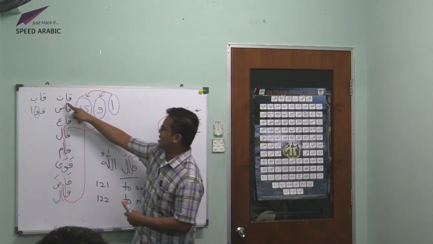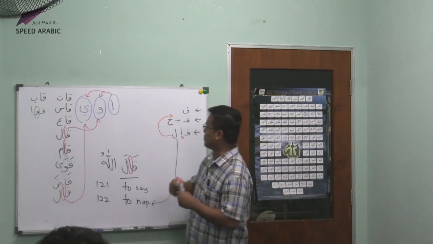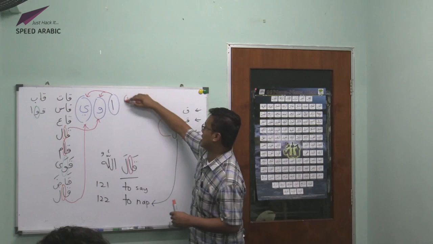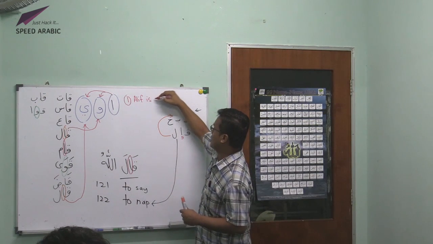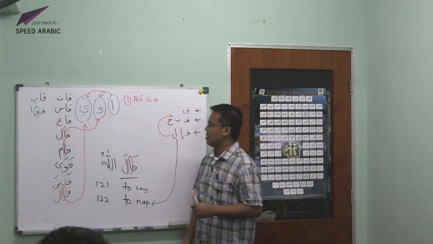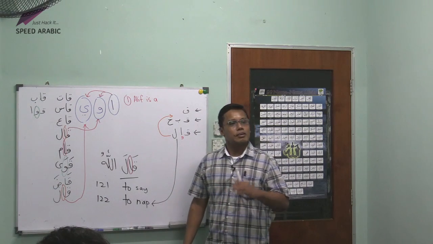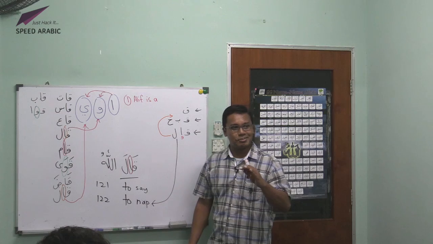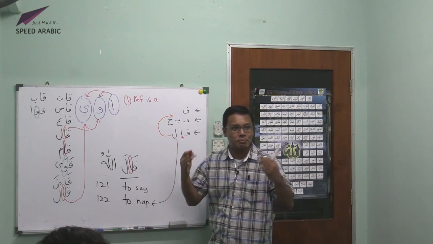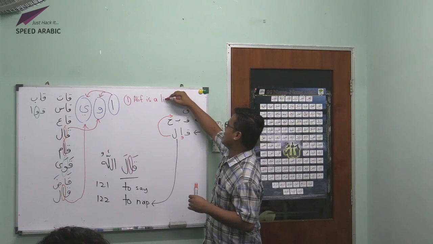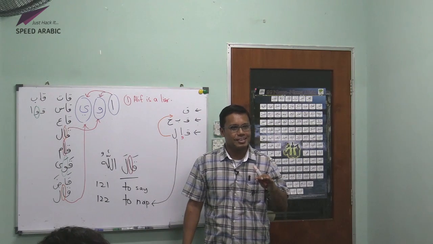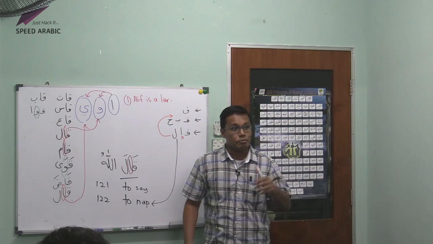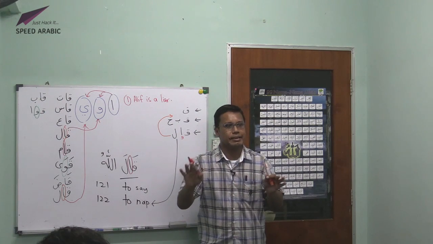So like I said, the first thing that you need to know is that alif is, I'm going to use a not so good word here, but just to remember, okay? Alif is a liar. It's not the same. When you see an alif, it's a lie.